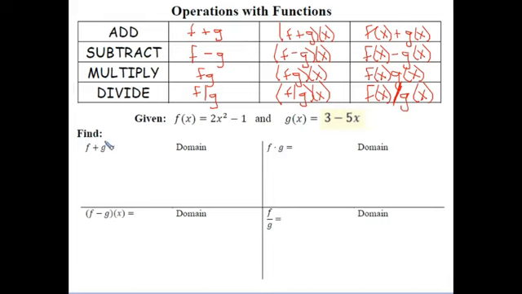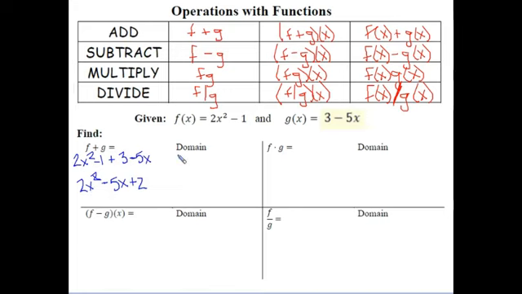So let's take a look at some examples here. I'm pretty sure this is going to be easy for us to do. Let's take the f function and add it to the g function. So if we write down our f function, it was 2x squared minus 1, and we're going to add it to the g function, which is 3 minus 5x. If we take our f function and add our g function, let's combine like terms. We'll have 2x squared minus 5x, and then our combined constant terms would give us a plus 2. So pretty simple, not too bad.